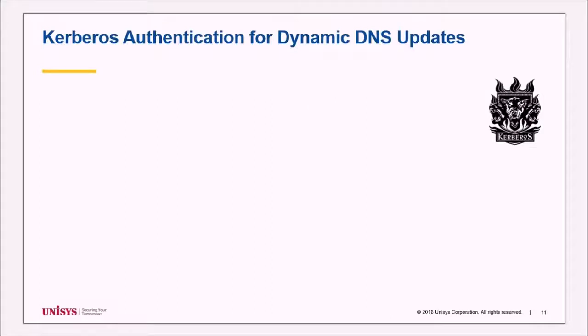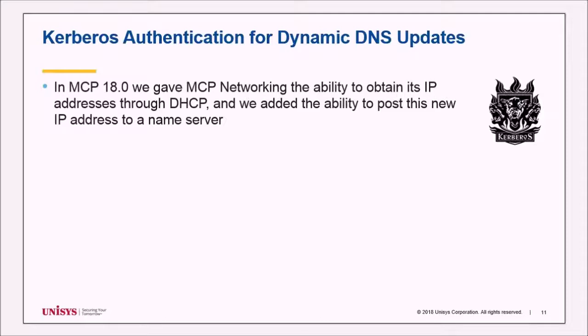Moving on, the next thing we'll talk about is authentication for dynamic DNS updates. In MCP 18, we gave MCP networking the ability to obtain IPv4 addresses through a DHCP server. And we added the ability to post the new IP address with the server name to a name server.